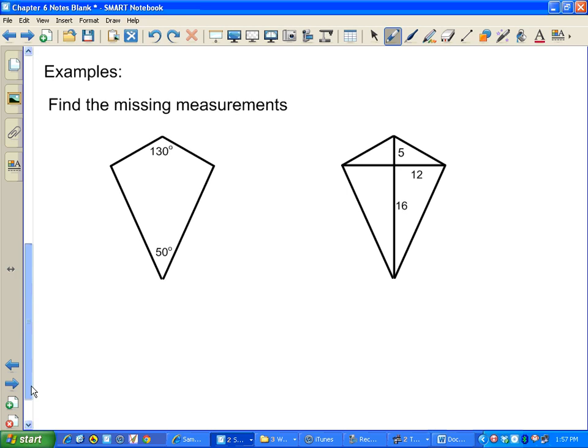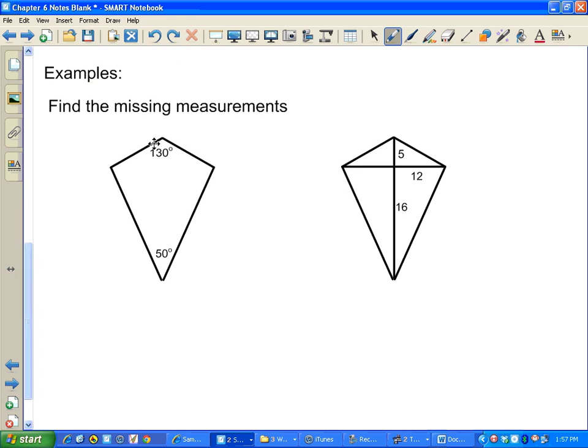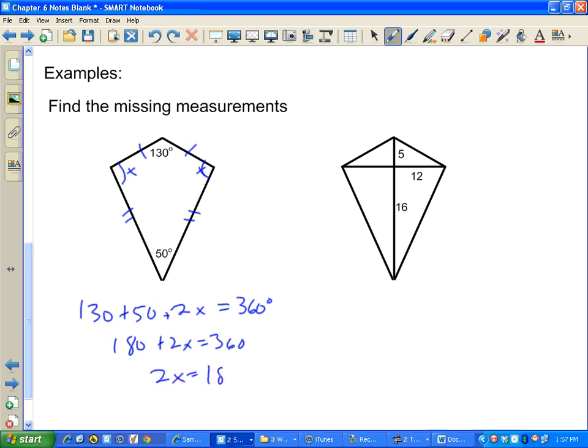Okay, so here's some examples we could do. Find the missing measurements. So we're going to have this kite here. I know that these angles are going to be congruent. So 130 plus 50 plus whatever these are, so plus 2x's has to equal 360 degrees. Well, this is 180. So if I subtract that, I got 2x equals 180, which would make these 90-degree angles.